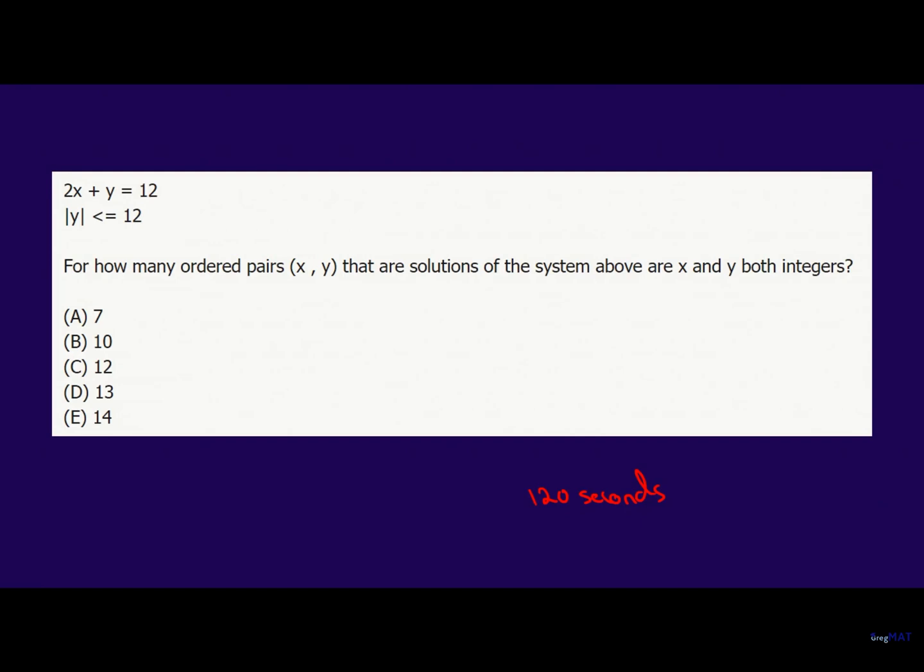Are you guys ready? So the first thing you want to do is handle the easier equation. The easier equation, of course, is this one right here. So y is less than or equal to 12. y is greater than or equal to negative 12. We can write it as the following: 12 and negative 12. Now, how many numbers is it to go from negative 12 to 12? How many numbers are we talking about?